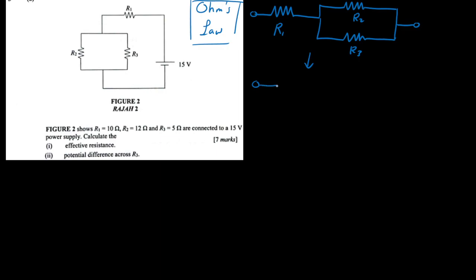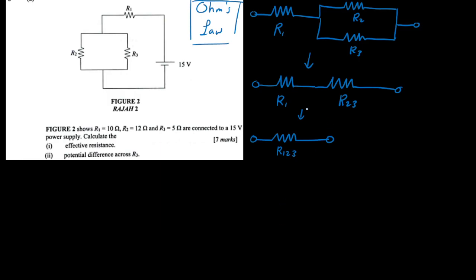If I were to say, okay, I have here R1, I can combine R2 and R3 into one resistor. Okay, so this is R23. Just remember that R2 and R3 are parallel to each other. Okay, and then once I have that, I can have an effective resistance. So that simply means it's going to be R123.